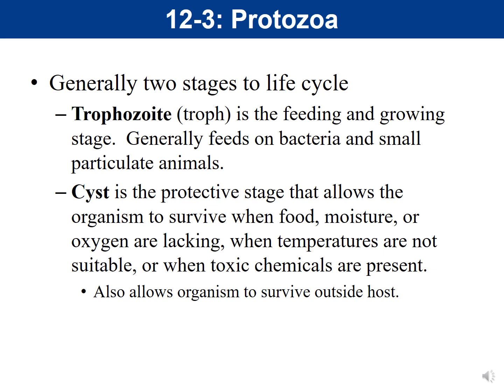The cyst is the protective stage that allows for the organism to survive when food, moisture, or oxygen are lacking, when temperatures are not suitable, or when toxic chemicals are present. It also allows for the organism to survive outside of the host. And so one of the things that you're going to see is that if the organism has both stages, if they have a cyst and a troph stage, usually it's the cyst stage that is going to be infectious, meaning that's the stage that's going to cause disease.